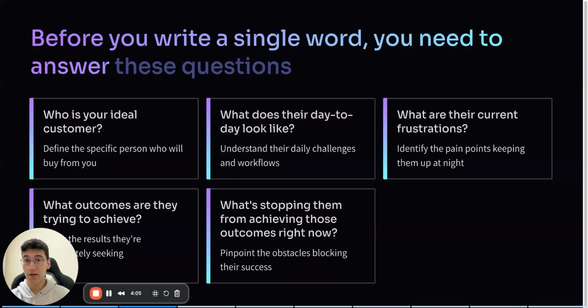First, you need to understand your ideal client profile. Before writing a single word, you need to answer these questions. Who is your ideal customer? You need to define the specific person who will buy from you. What does their day-to-day look like? What are their current frustrations? What outcomes are they trying to achieve? What's stopping them from achieving those outcomes right now?